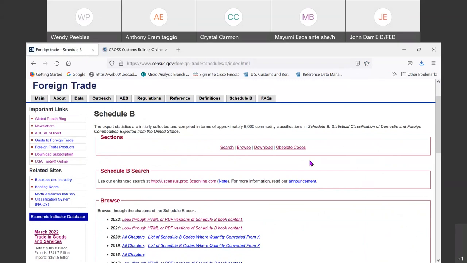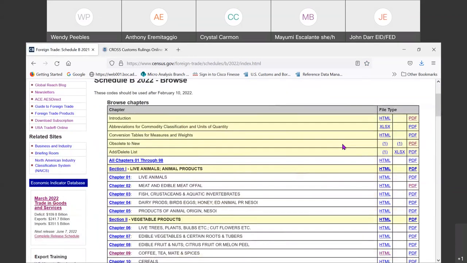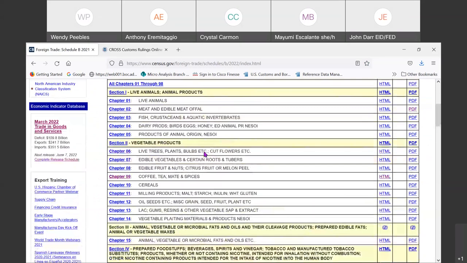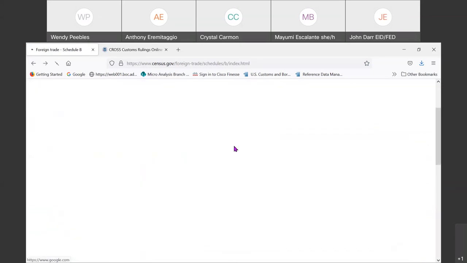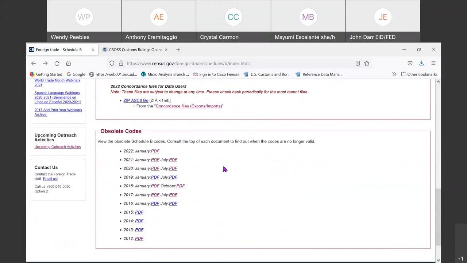We went over the search. Also, you can browse the Schedule B book if you would like to. And since we were talking about unit of quantity a little bit with Debbie, if you have questions about what units of quantity are, you can find conversion tables here. And also the abbreviations for each unit of quantity that is in the Schedule B. Which is super helpful.